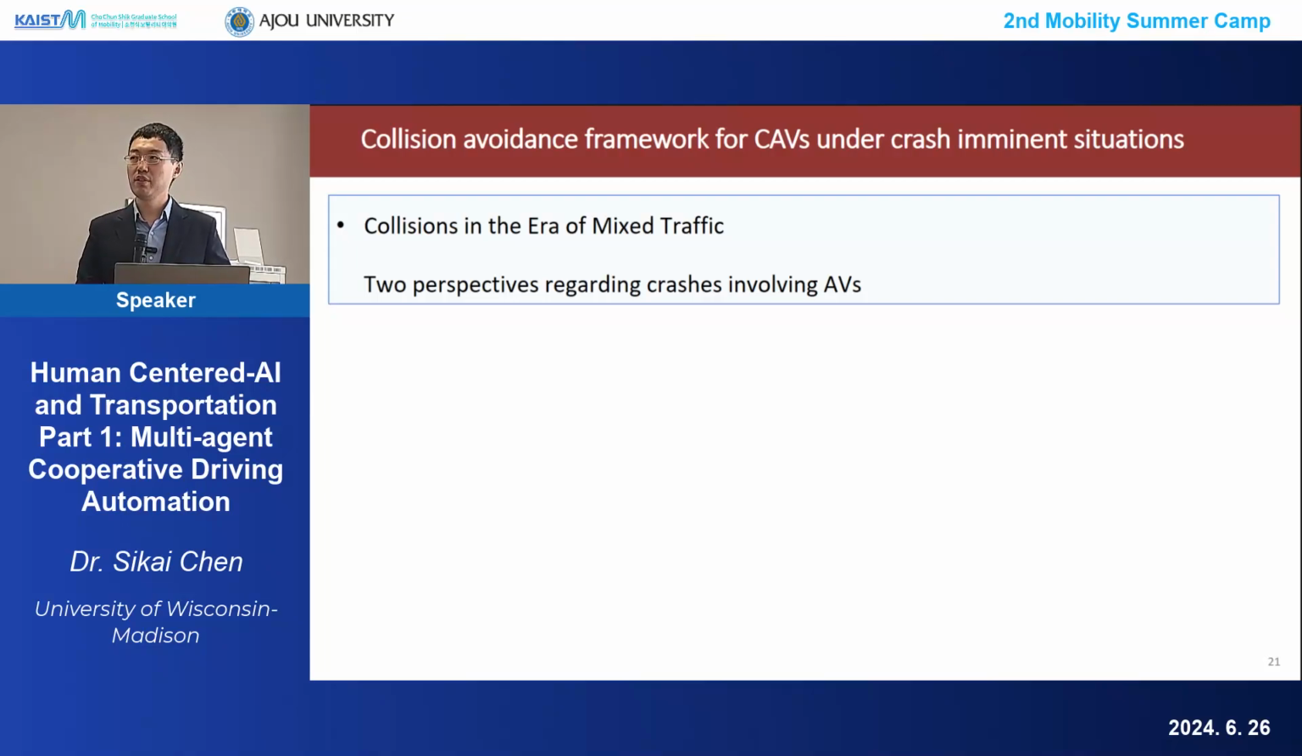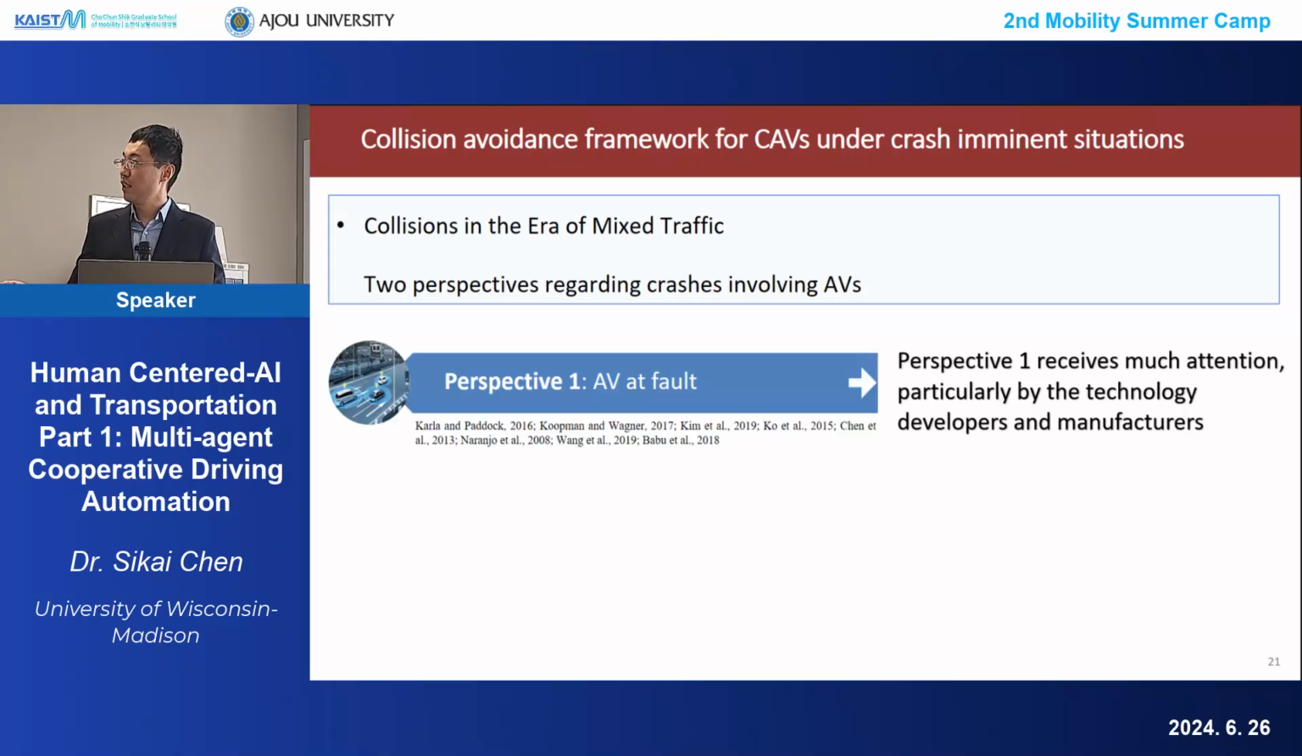Because you don't only use your car for commuting to work. Some people just like to drive. There's nothing wrong with that. And also, some people may never trust giving their life or control to a machine, no matter how good it is, right? So there will be two perspectives when there's mixed traffic. The first one is that the autonomous vehicle will be at fault. This is pretty self-explanatory. Reasons like software failure or mechanical issues may cause the vehicle to malfunction, and this naturally receives a lot of attention from researchers, engineers, and AV manufacturers.